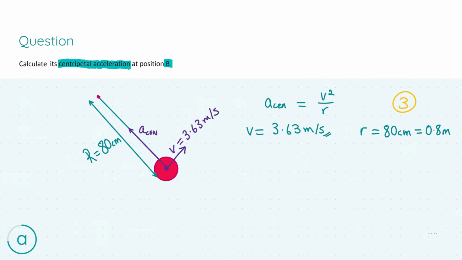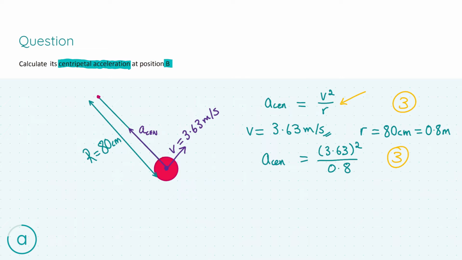Okay, so next we're going to substitute in all of our values into our formula and get the result. And the centripetal acceleration is equal to 3.63 squared over 0.8. And I would really encourage you to put down all of your workings in the exam, because in the marking scheme, specifically, you get 3 marks just for substituting your values into the formula. So if you just go from the formula to the answer, even if it's correct, you're going to lose 3 marks for no reason at all. So always leave every working on the piece of paper.